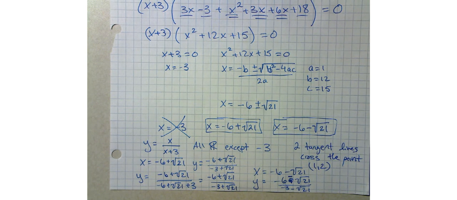So your 2 points are x equals -6 plus the square root of 21, y equals -6 plus the square root of 21 over -3 plus the square root of 21, combination x and y, and x equals -6 minus the square root of 21, y equals -6 minus the square root of 21 over -3 minus the square root of 21. And that's how you do that problem.